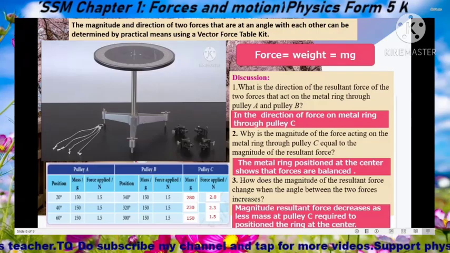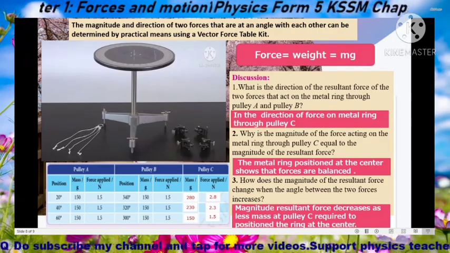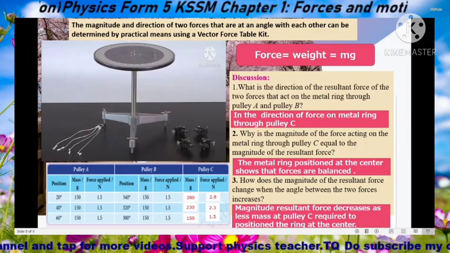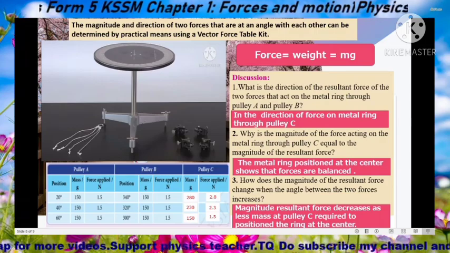So for this part, I will stop here. I will continue in the next video, resultant force part 2, where I will discuss problem solving.